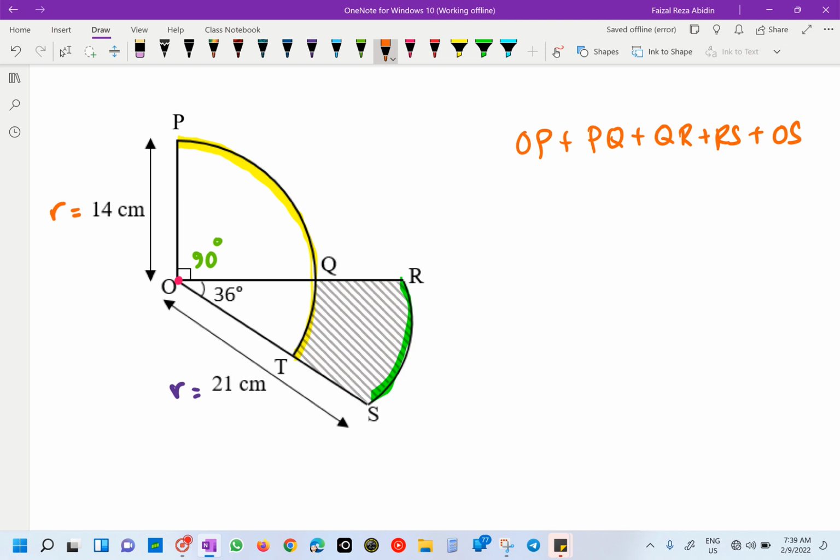Okay, so we have already our OP done. 14 plus PQ. There is no value given, so we are going to find that one. That one is going to be using our arc, isn't it? Then QR.